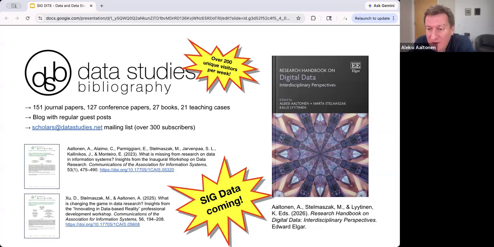And we have our book that Marta already mentioned that just came out, and there are a couple of communications of the AIS panel reports that talk about data studies, which I think are also open access. And we have submitted the proposal for SIG Data under the AIS. So a lot of things coming.